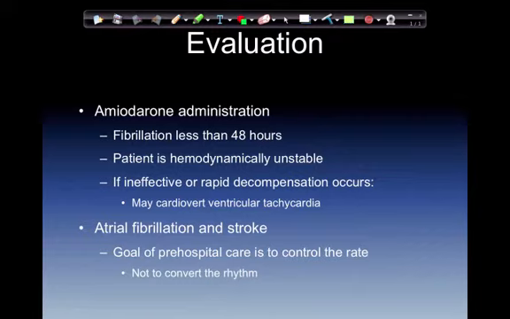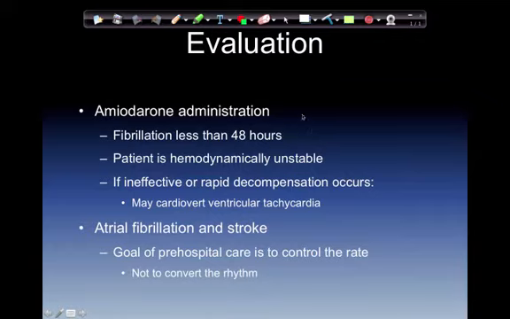Evaluation. Amiodarone is administered if the patient has been in ventricular fibrillation less than 48 hours. The patient is hemodynamically unstable. If ineffective or rapid decompensation occurs, we need to cardiovert this patient.